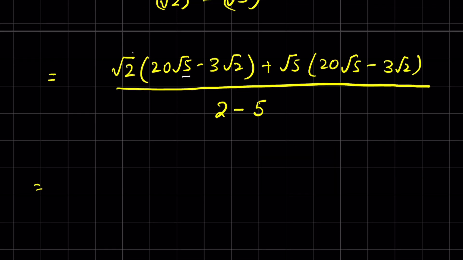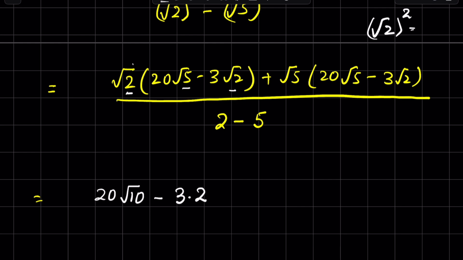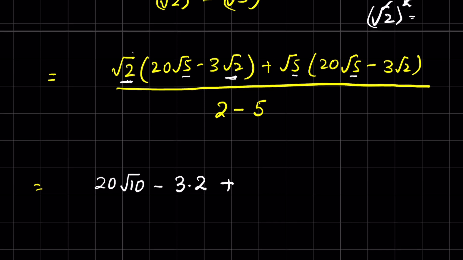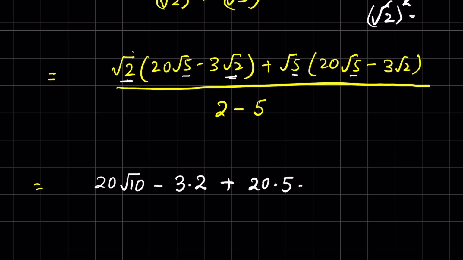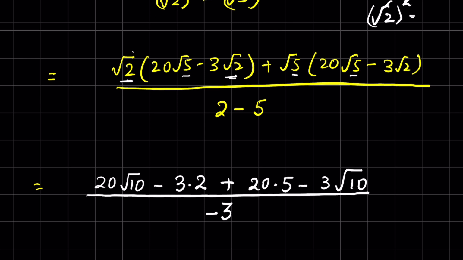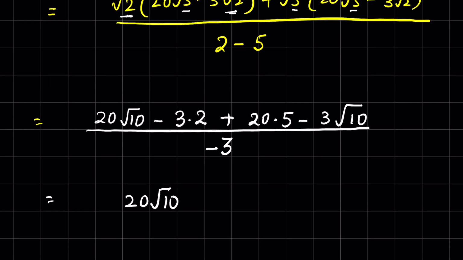Now √2 multiplied to √5 will be √10, so it will be 20√10 − √2 times √2, which will be √4, and √4 is 2, so it will be 3 times 2, because when a square root is squared, then we can remove the square root with the square. So √2 times √2 is 2, then plus again √5 times √5 will be 5, so 20 times 5 − 3√10, upon 2 − 5, which is −3.